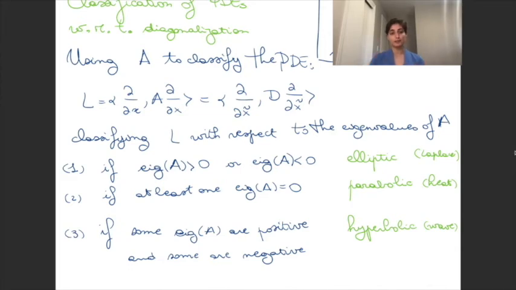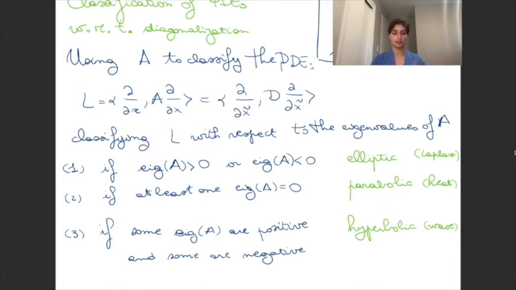And we can have three cases of eigenvalues. We can either have all the eigenvalues being positive or all the eigenvalues being negative, in which case we talk about elliptic PDE. We can have at least one eigenvalue being exactly equal to 0, in which case we're talking about parabolic PDE. And the third case is we have some positive eigenvalues and some negative eigenvalues, and then we talk about hyperbolic.